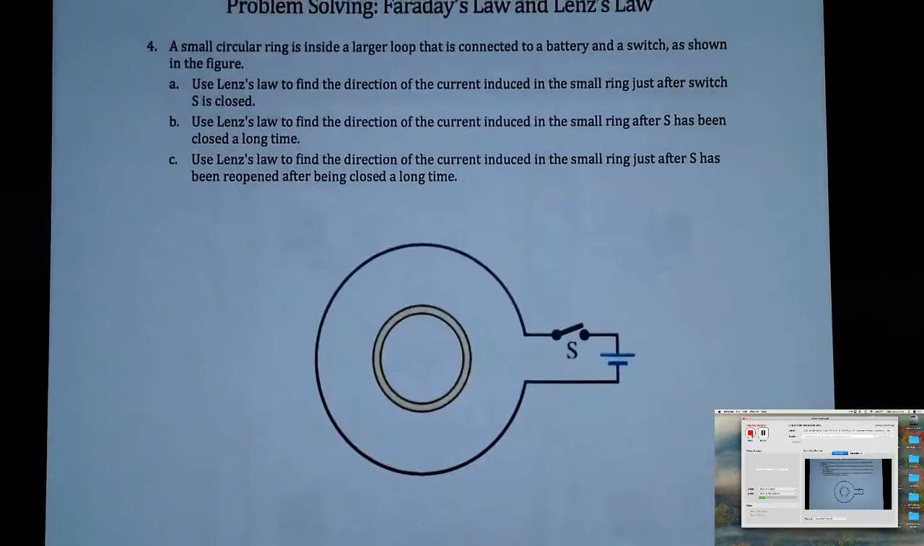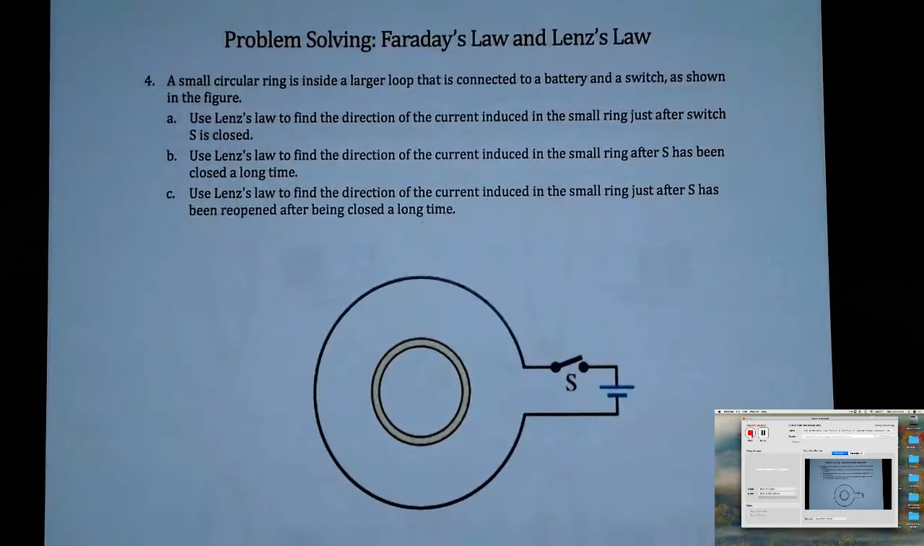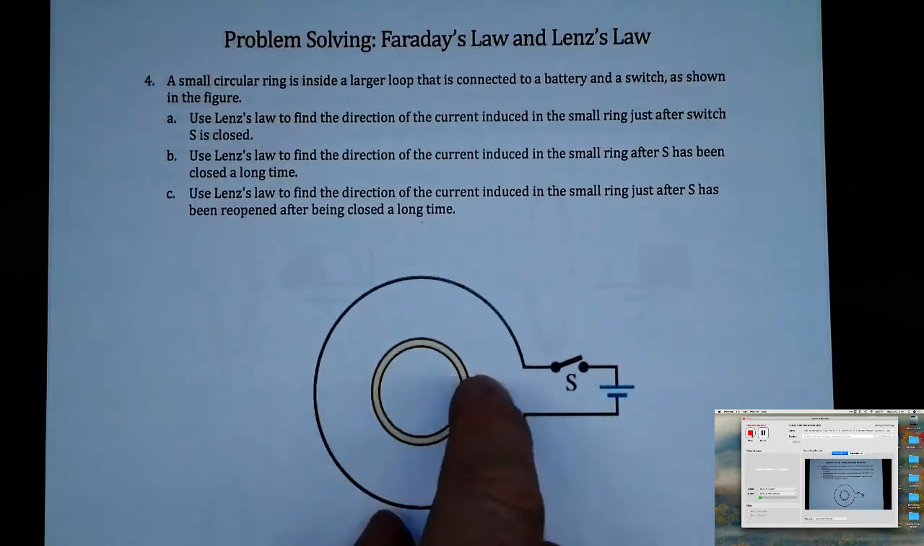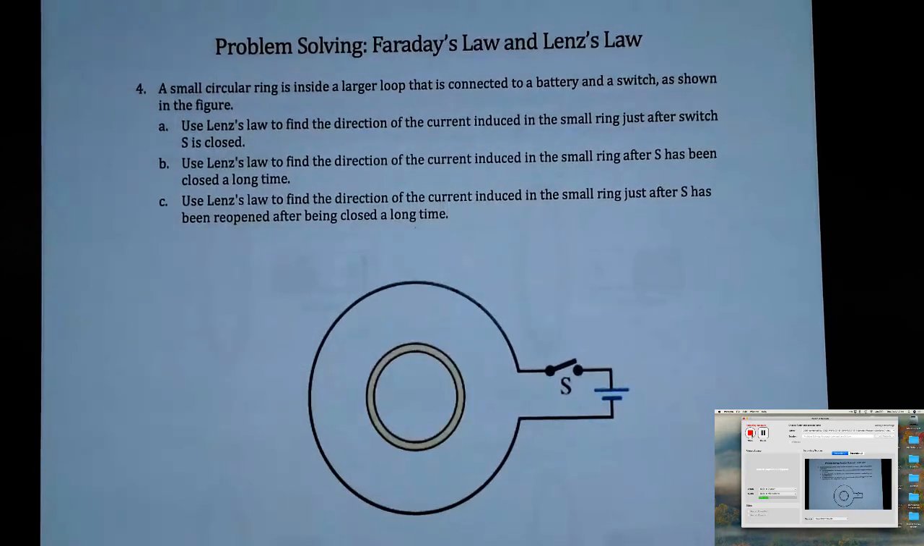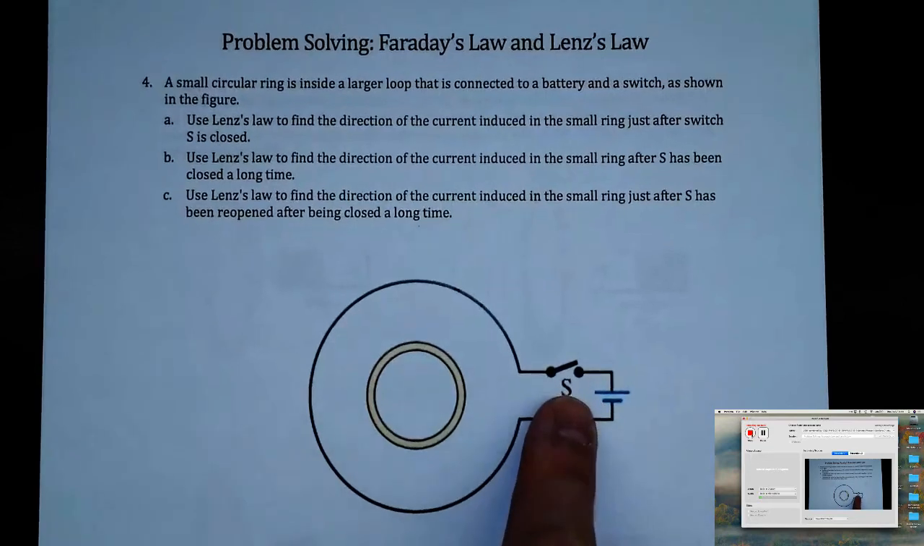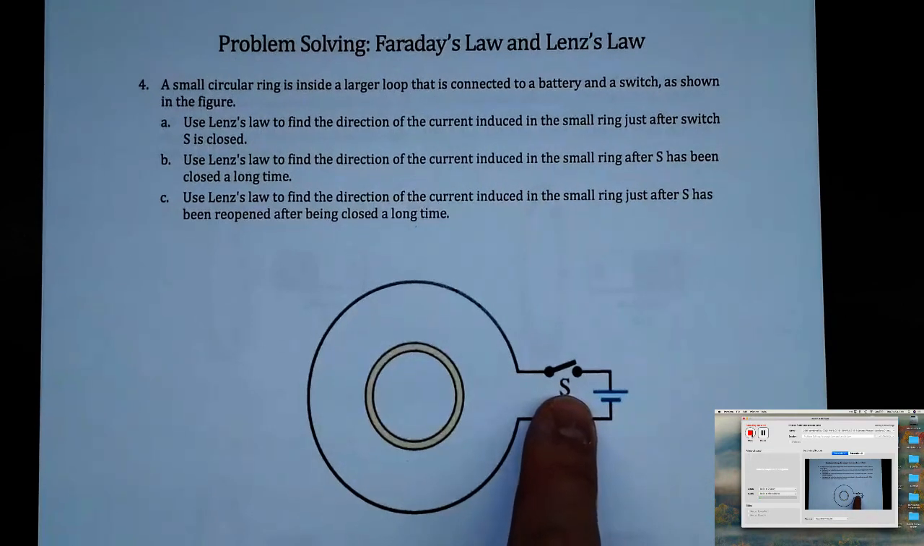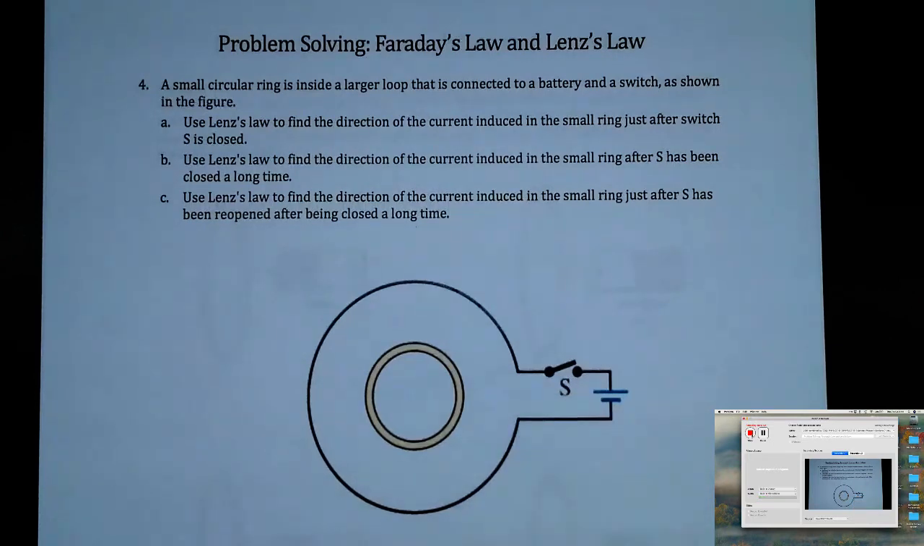The fourth problem was a situation where now we were looking down on the coil, and I picked these problems because they have different perspectives, and again, one of the big challenges is figuring out how to visualize all this stuff three-dimensionally when it is drawn two-dimensionally. It has a small circular ring here inside a larger loop that's connected to a battery and a switch as shown in the figure. Use Lenz's law to find the direction of the current induced in the small ring just after the switch S is closed.